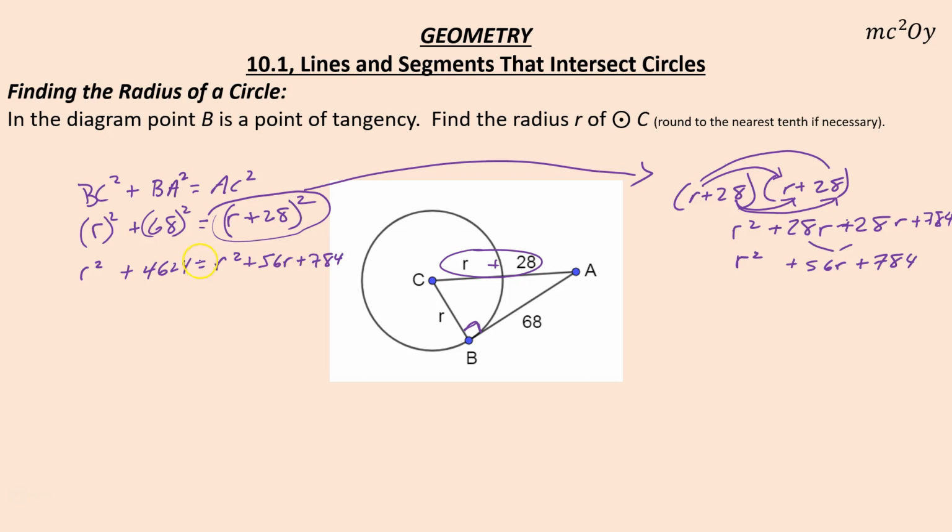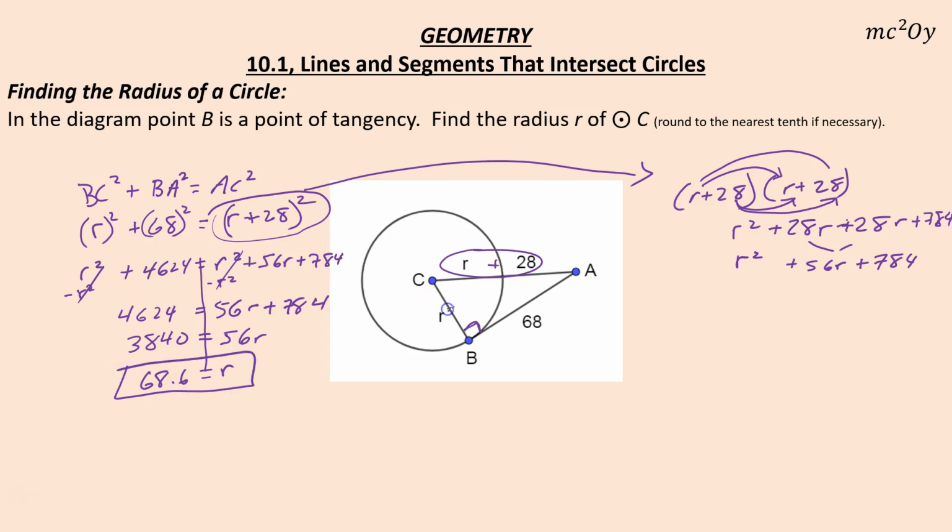Now to solve for R, you have a quadratic here, so we'll subtract the R squared over. When I move this R squared over, notice that's nice, those cancel. So now I'm left with 4624 equals 56R plus 784. I can subtract the 784 over, and then I have 3,840 equals 56R. Divide by 56, and R to the nearest tenth is 68.6. That means this equals 68.6.